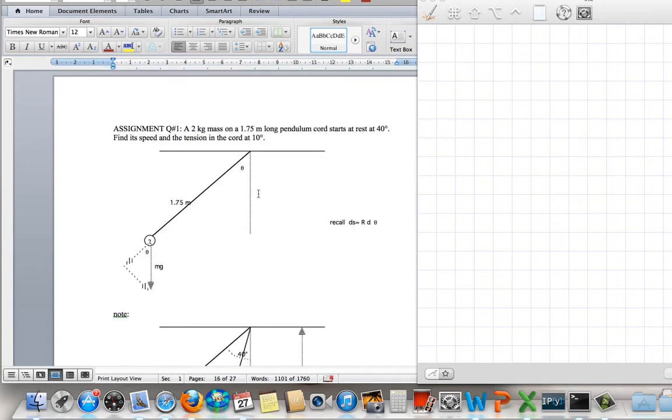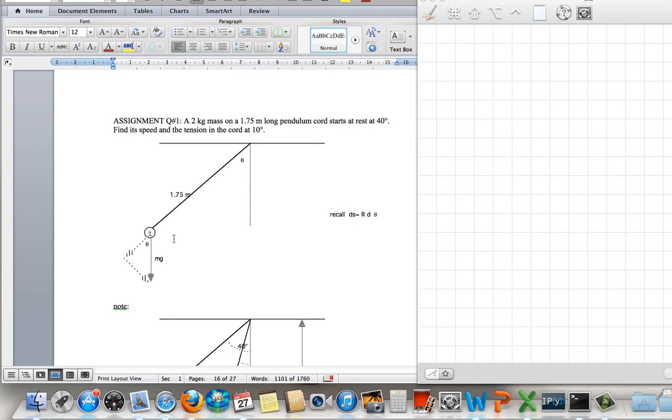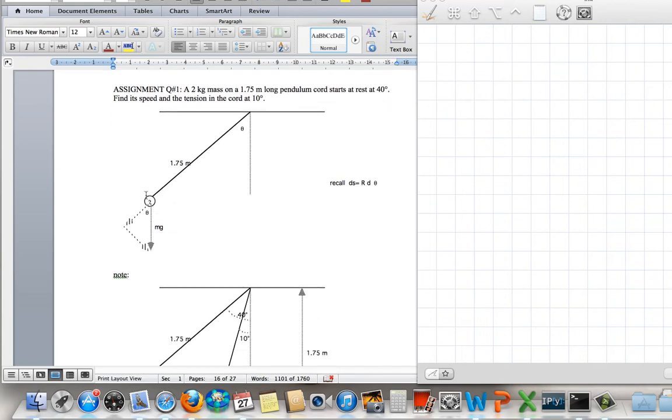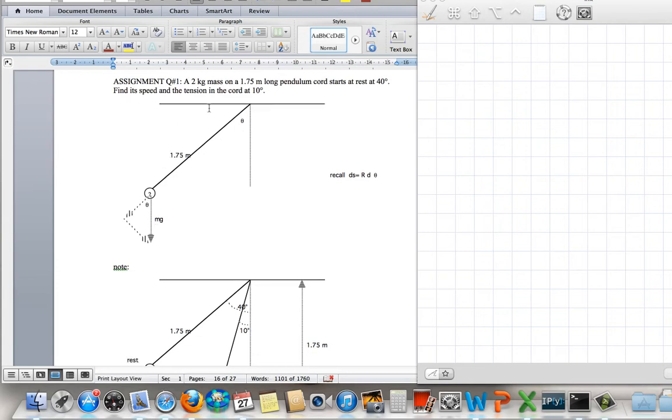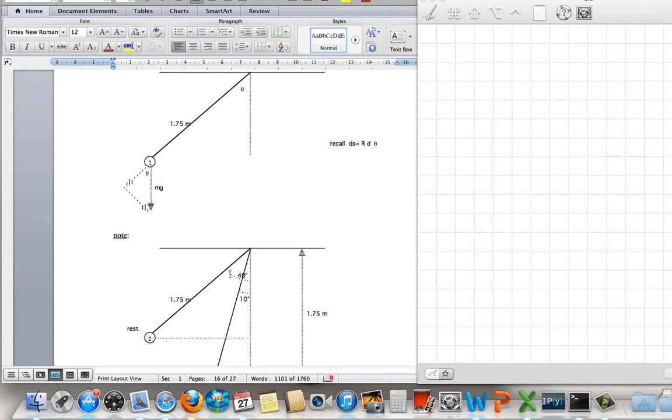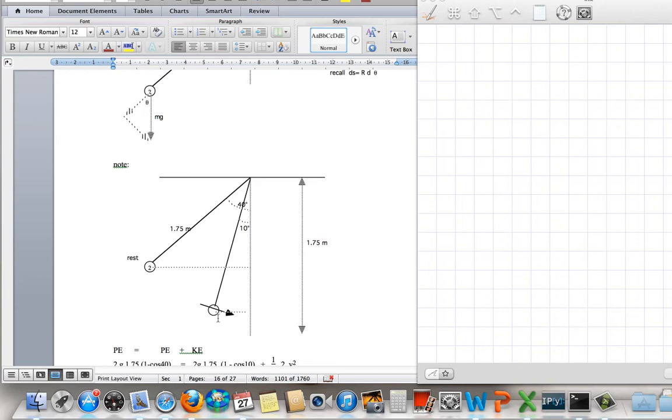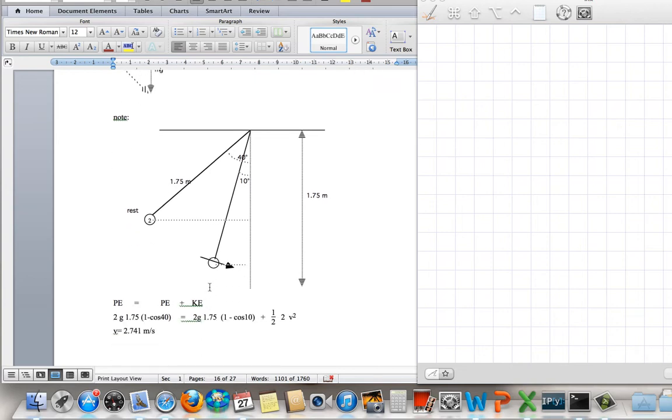Here is another assignment question for you with a swinging pendulum. You're going to write equations for the normal inwards direction and the tangential direction, and then solve those equations to find the tension in the cord, given that it started at 40 degrees and it swings down to 10 degrees. Now, the easiest way to find the speed is using an energy equation, and I'm giving you this as sort of a guide. You should work through this and try and make sure that it's very clear to you what's happened here.